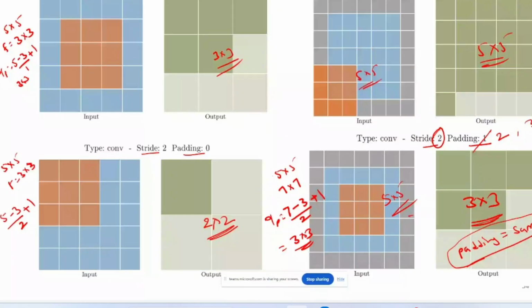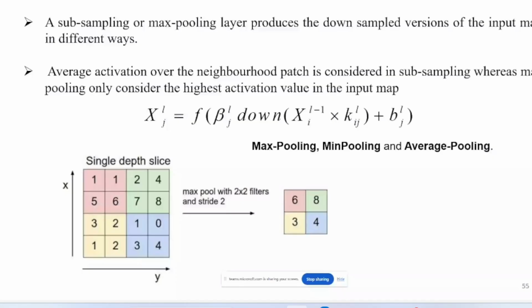So you can use this predefined function, padding equal to same. So that is the convolution layer. After the convolution layer, what is there? Pooling layer. Pooling layer means subsampling or downsampling your input.